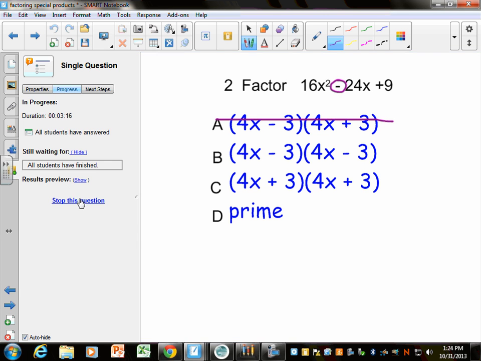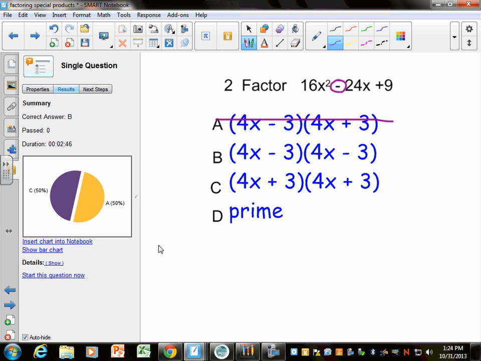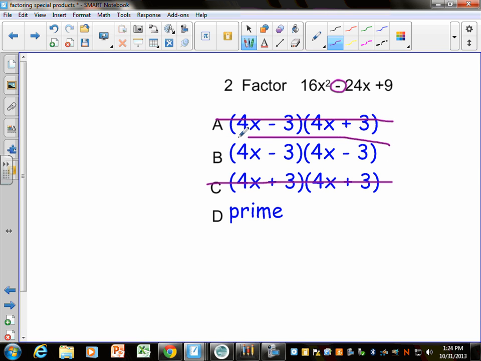So let's see how this one went. Oh, nobody got it right. B gets it right, because if that's a minus sign right there, they have to both be negative.